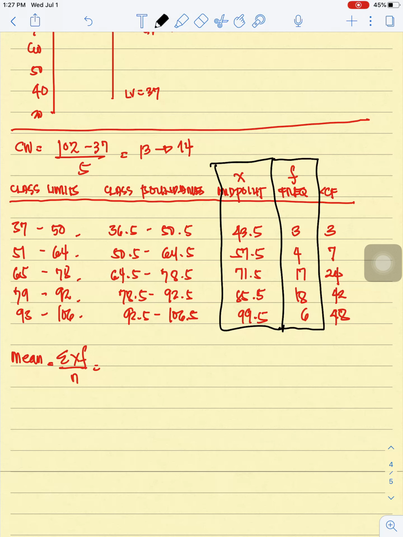Okay, so for this one, we can use the calculator technique. But before that, it is simply you multiply your midpoint by its frequency, then you get the sum, and then divide it by 48, that is n. Or you can use the calculator technique.